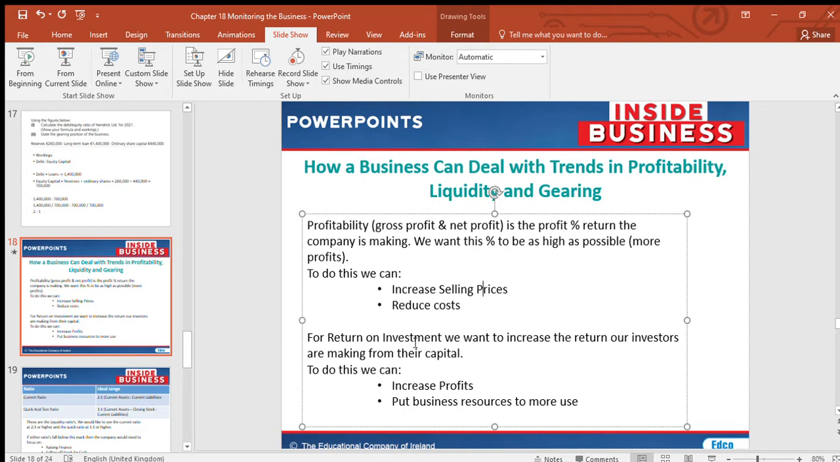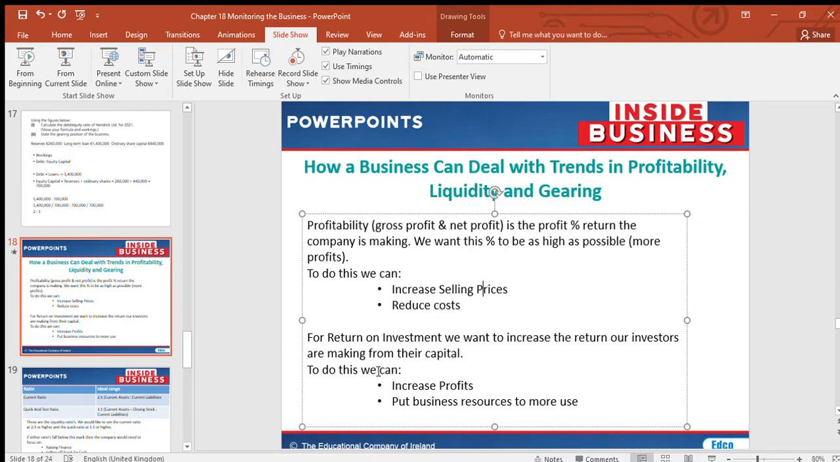So we want to increase their return as well, because if their return is poor, they won't be interested in investing in our business. Think of it like the Dragon's Den, those kind of shows. If they think the company will be very profitable, they can make a high return off their money, then they're going to invest their capital.